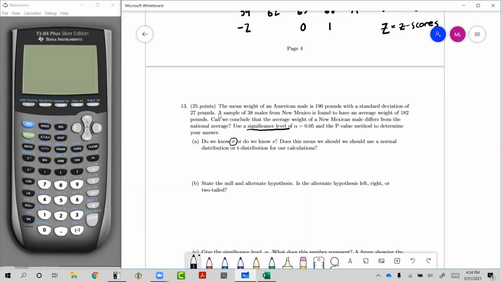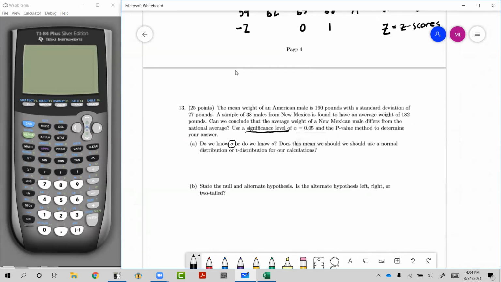It would have to be phrased where it didn't give us this. So if it just ended that first sentence there, and then we move that sentence down into the second sentence instead: A sample of 38 males from New Mexico is found to have an average weight of 182 pounds with a standard deviation of 27 pounds. That would change it and make it so that the 27 pounds was referring to S, because it would be in the second sentence, modifying the sample of 38 males from New Mexico.